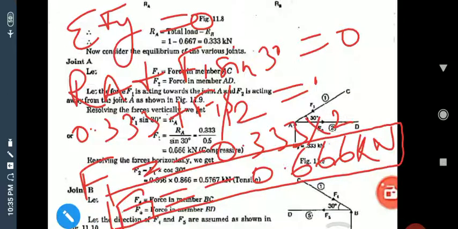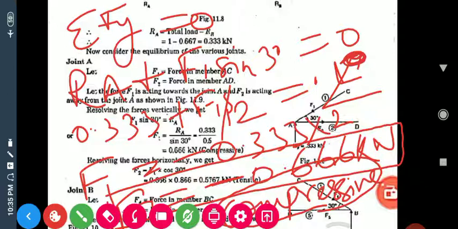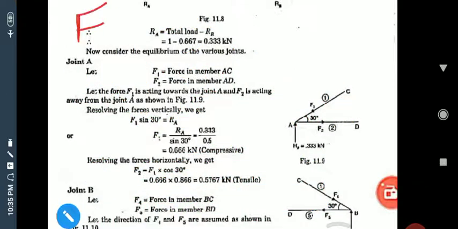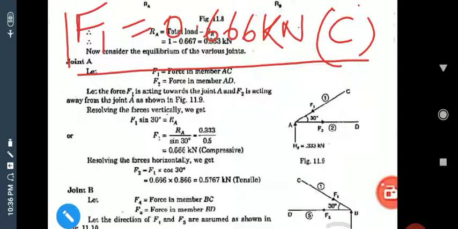Now, what is the significance of this negative sign? This negative sign indicates that we have assumed the force acting along this direction, but it is not actually in this direction; rather it is opposite to this direction. And since it is negative, it is a compressive force. So we have obtained the value of F1, that is F1 equal to 0.666 kilonewton, and we will mention in brackets that it is compressive in nature. This is the value of F1.